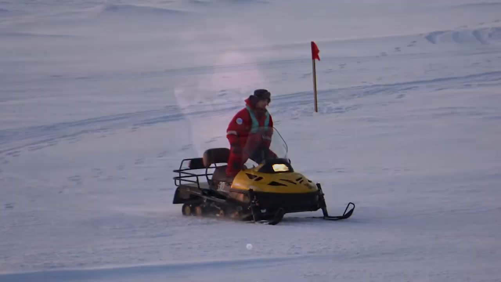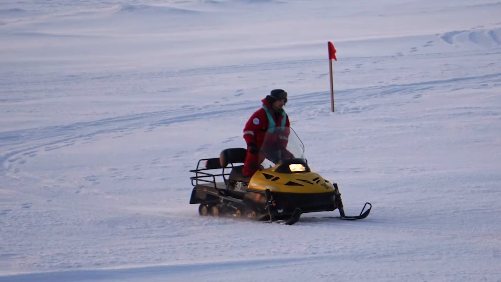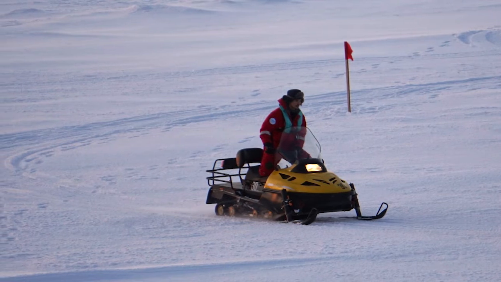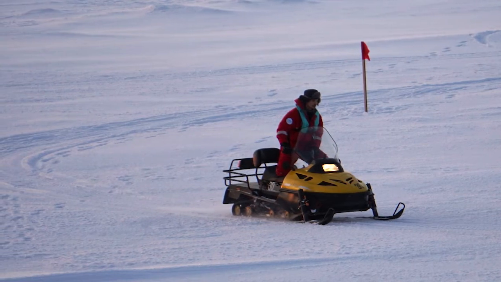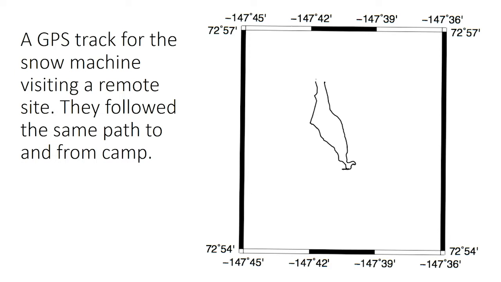more detail. So here is the GPS track of that snow machine as it went out to the field site and came back. What do you see? It's following the same path. It was going along the same route that was marked out with stakes to the same site, and then coming back along that path.